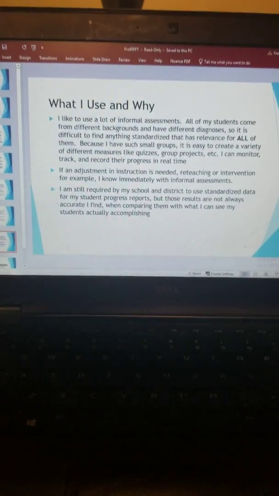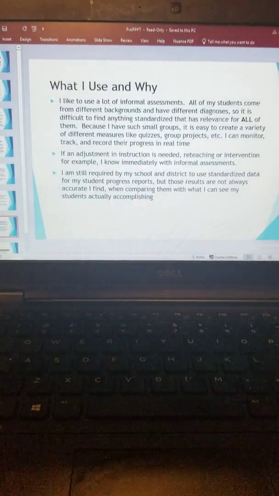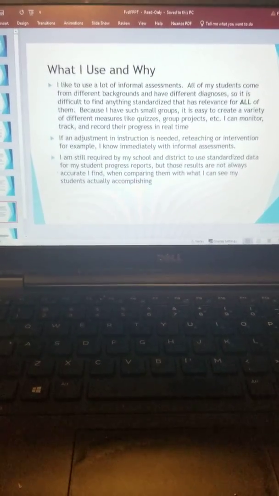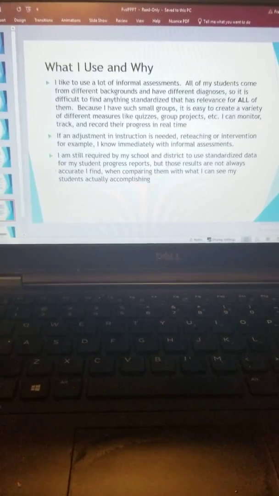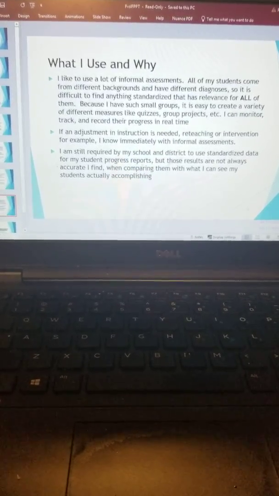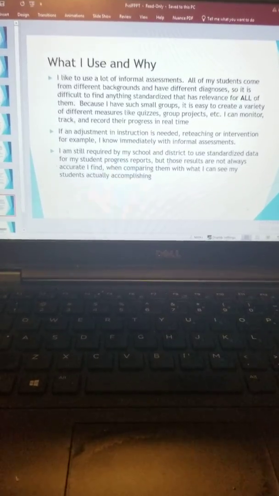What I use and why. I like to use a lot of informal assessments. All my students come from different backgrounds and have different diagnoses, so it's difficult to find something standardized that would have relevance for all of them.